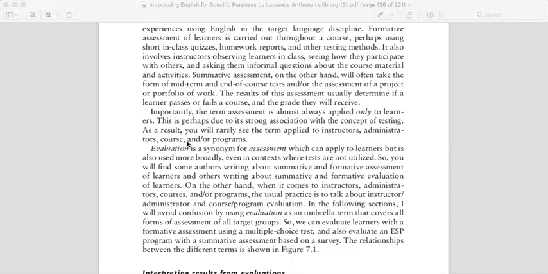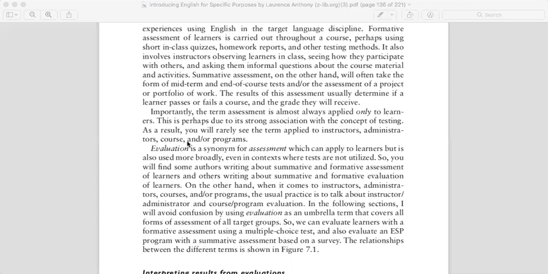So the broadest term, the umbrella term, is evaluation, and everything else, assessment and tests, might be synonyms to this term, but they lie under it. So evaluation is a broader term. That's why when we are assessing different things, we use the word evaluation.